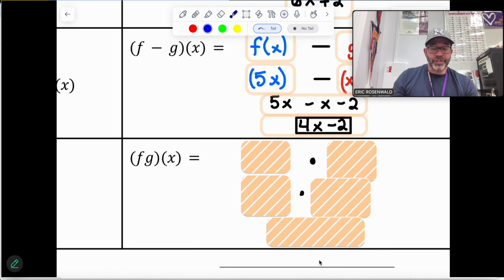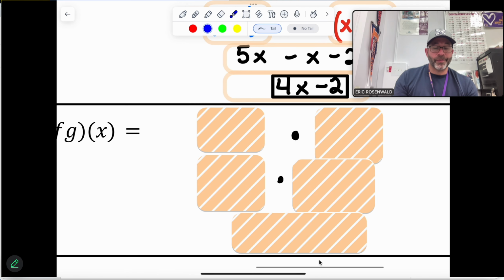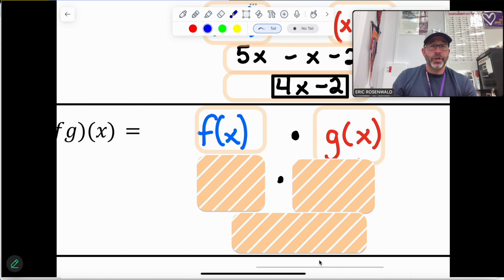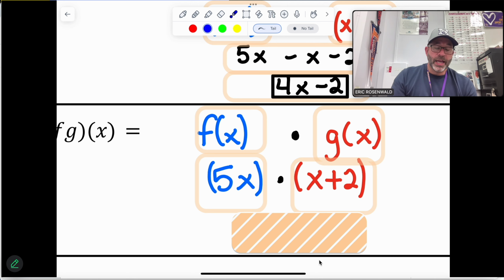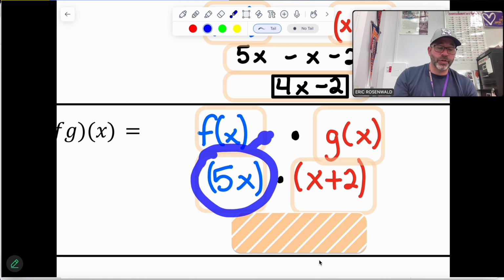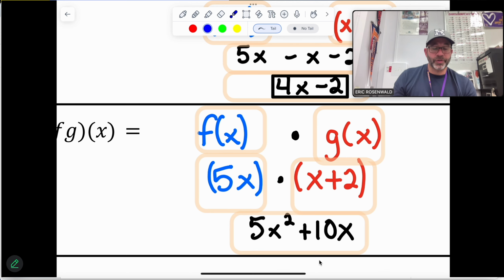All right. Same thing with multiplication. We have f of x times g of x. So let's replace f of x with that 5x, and let's replace g of x with its x plus 2. Again, the parentheses imply that there's going to be distribution. So this 5x is going to be distributed to both the x and the 2. It gets distributed to both, and so we end up with 5x squared and 10x in the end.